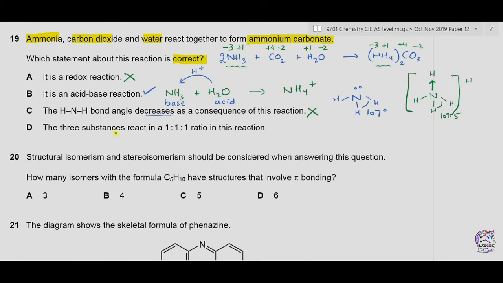D. The 3 substances react in a 1:1:1 ratio in this reaction. As we can see that 2 moles of NH3 react with 1 mole of carbon dioxide and 1 mole of water. So therefore this is incorrect. So the only correct option is B.